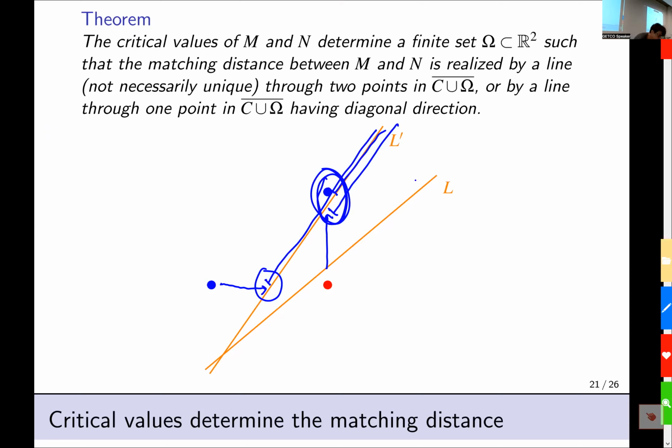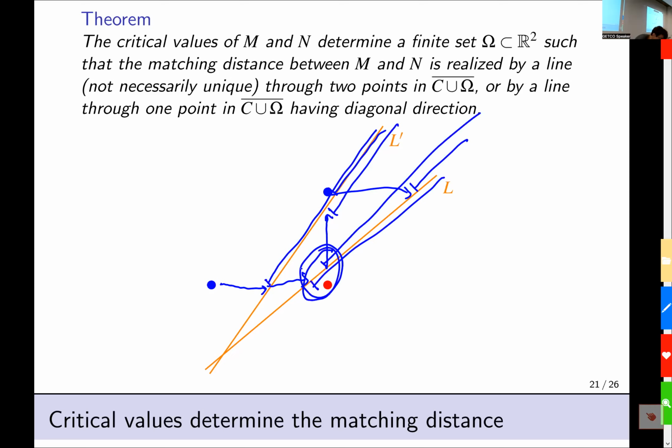But if I do the same on the line L prime, then the situation is completely different, because now when I push the blue points here, I get a bar like this. When I push the point here, I get a bar like this. And if I push the red point, now I get this bar. And so it is more convenient to match these two bars, probably. So we see that if I only consider two lines equivalent with respect to the points in C bar, there can be switches in the matching when I change a line inside the same equivalence class.